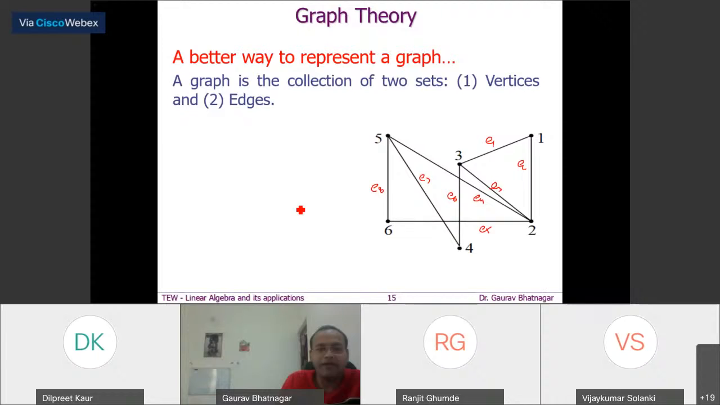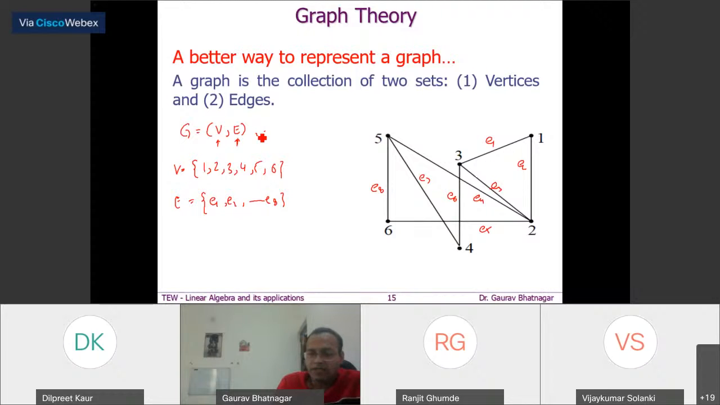So now my graph G is nothing but the collection of two sets V and E, where V is the set of all vertices, and E is going to be the collection of all edges. So it's going to be E1, E2 up to E8. So this is nothing but the mathematical representation of a graph. The graph is the collection of the vertices and the edges, where the edges represent how two nodes or two vertices are connected with each other, or whether they are connected or not.